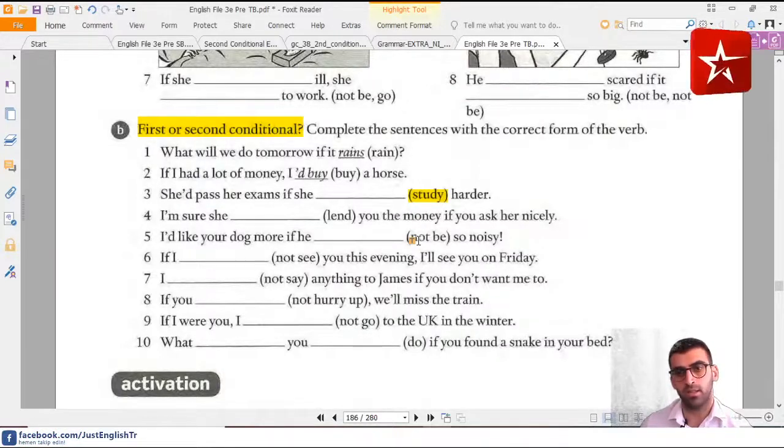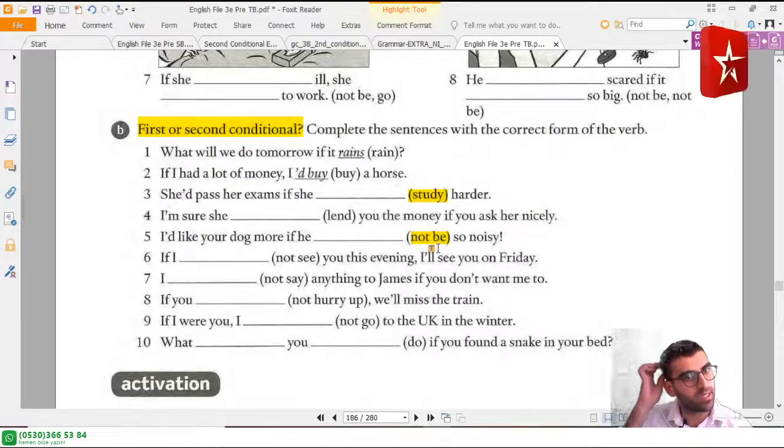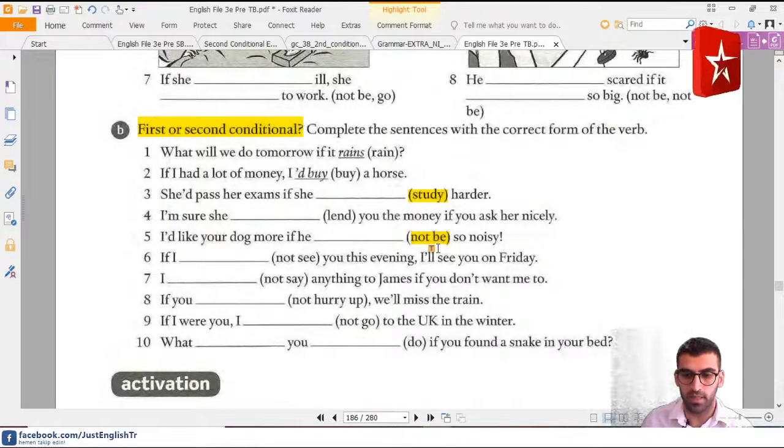Great. And number 5, I'd like your dog more if he... Okay, if you pay attention to the main clause, you can see it is a would like. So I'd like your dog more if he wasn't so noisy. Yes, wasn't. The second conditional, I will highlight. Number 5 is the second. I'd like your dog more if he wasn't so noisy.